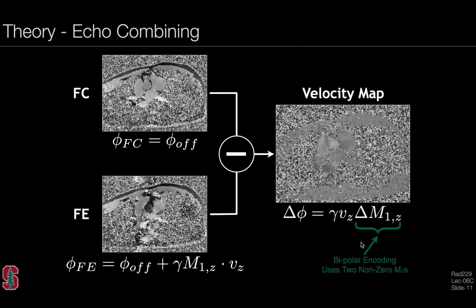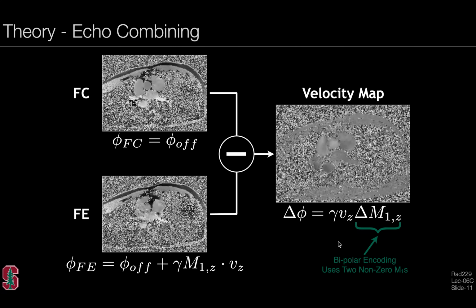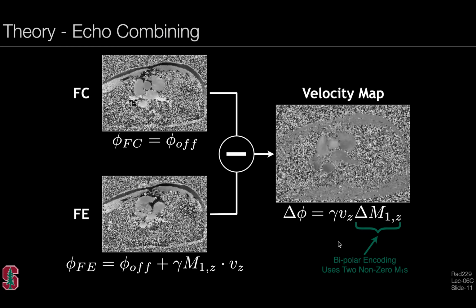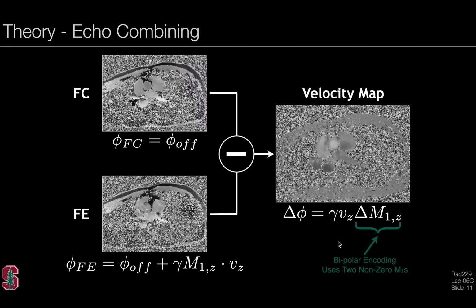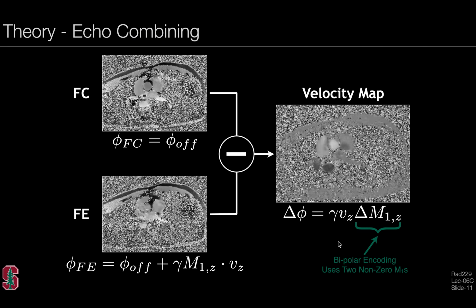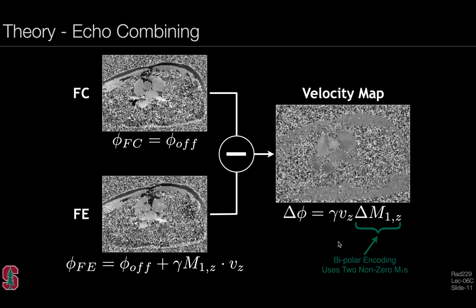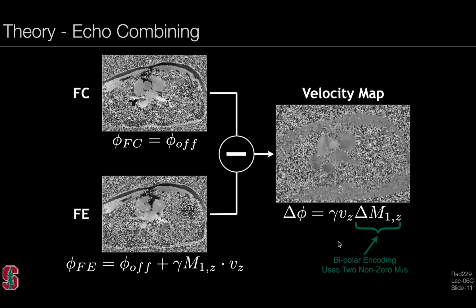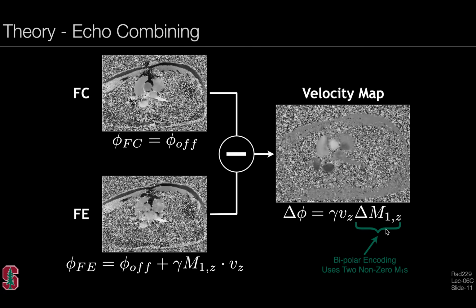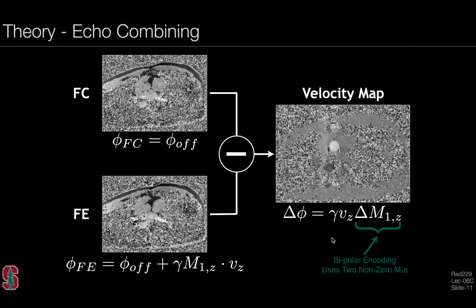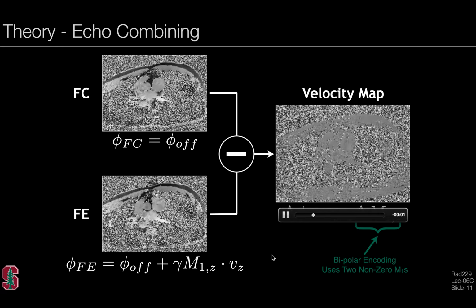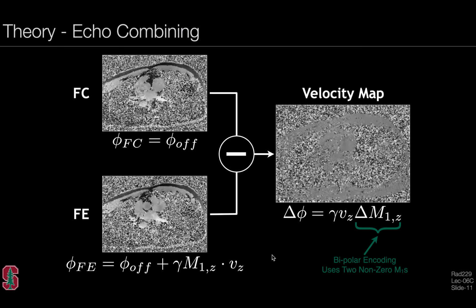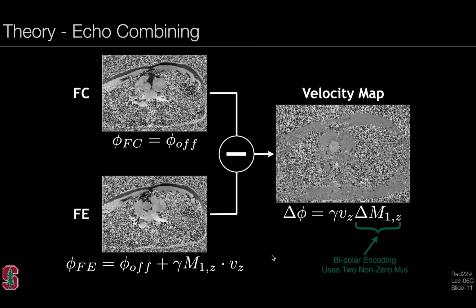And so that bipolar encoding uses two non-zero M1s, and that's a slightly different example than the one that we showed, but you can do a flow comp flow encoding experiment, or you can do two flow encoding experiments. And it just changes maybe exactly how you design the M1 into the gradient waveform, but the net delta M1 is what gives rise to this proportionality between the velocity and the measured phase difference.